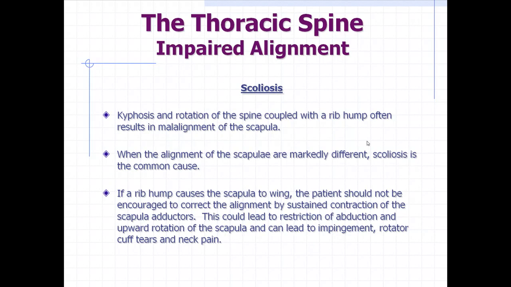Scoliosis is where we look at the spine from a posterior aspect. In an anteroposterior direction, the thoracic kyphosis and lordosis is normal, but when we look at it from a posterior aspect, the spine describes an S shape, and this mediolateral curvature of the spine can lead to abnormal positions, abnormal loading and abnormal movements of the shoulder girdle and shoulder joint.